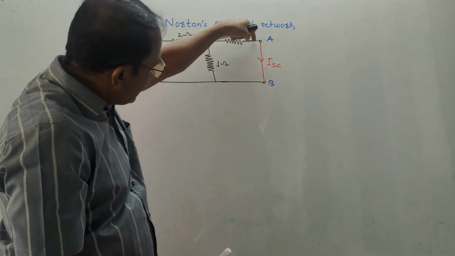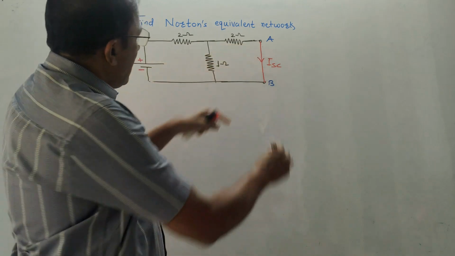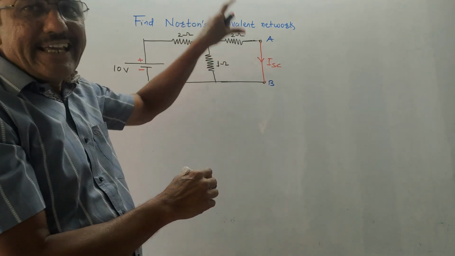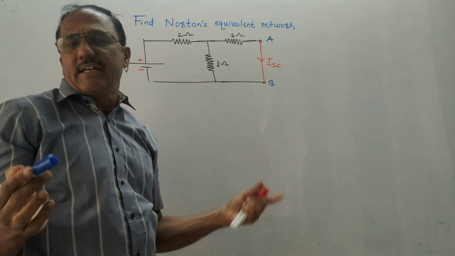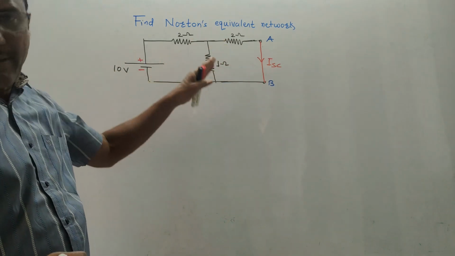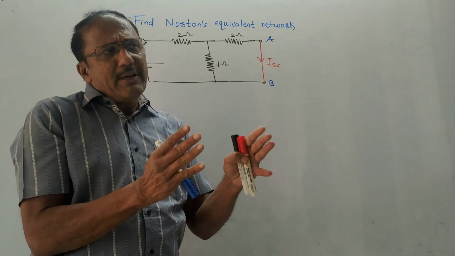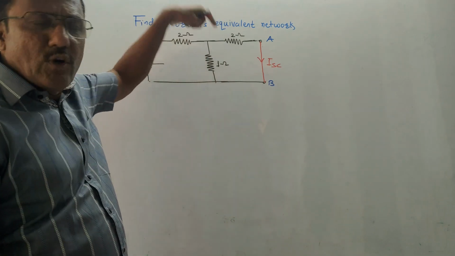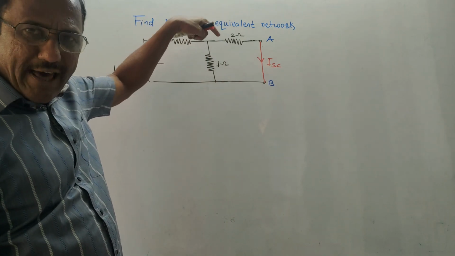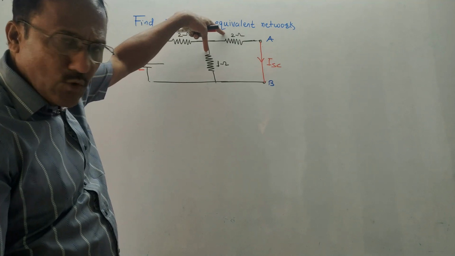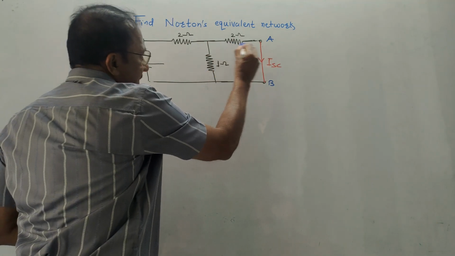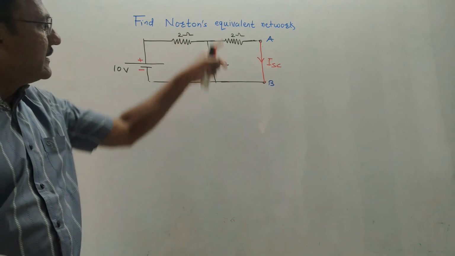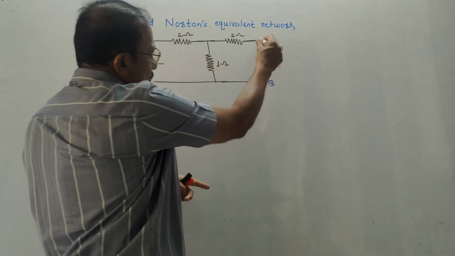Now see, this is short circuited. These two resistances, 2 ohm and 1 ohm, are in parallel. A big question arises: how do you identify whether they are in series or parallel? Remember the simplest trick. Whatever resistances you are considering, check whether they are in two different wires. This is one wire, this is the second wire. If resistances are in different wires, they are in parallel. So this is the short circuit.